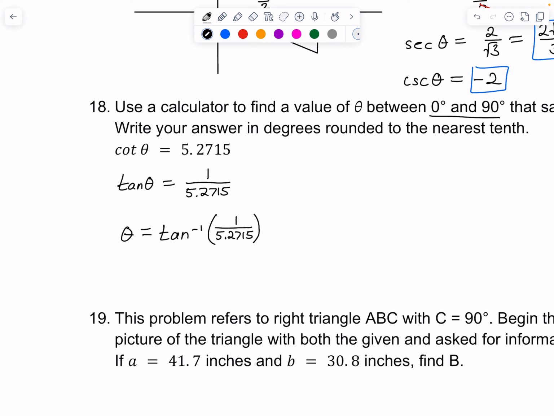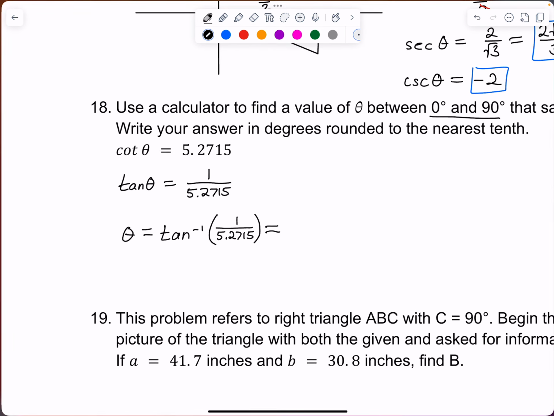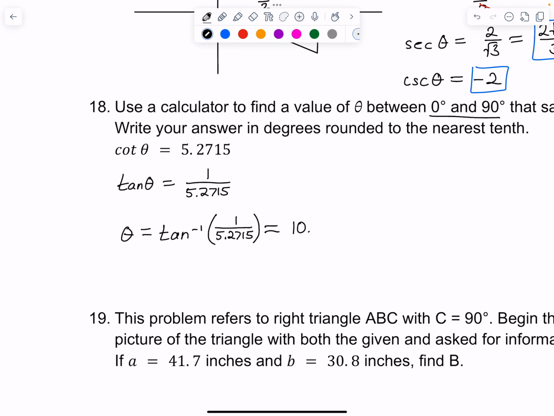So I just have to put this in my calculator. Inverse tangent of 1 over 5.2715. That gives me 10.7413, aka 10.7 degrees.